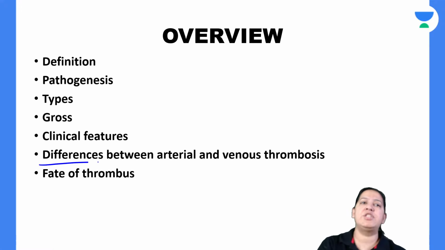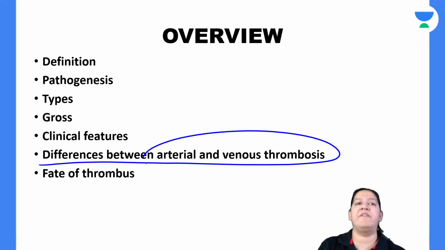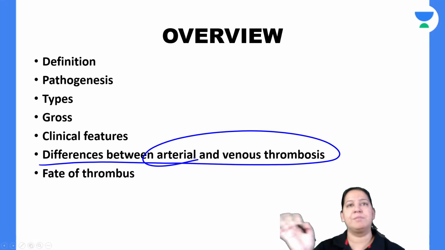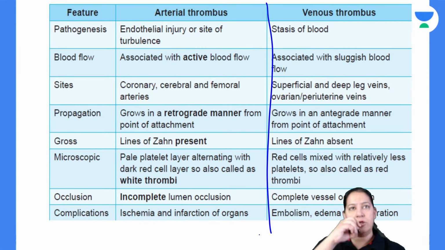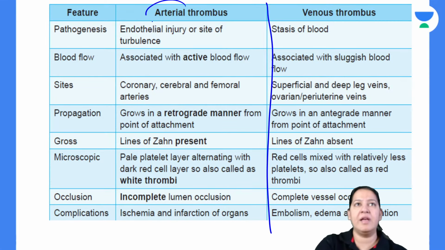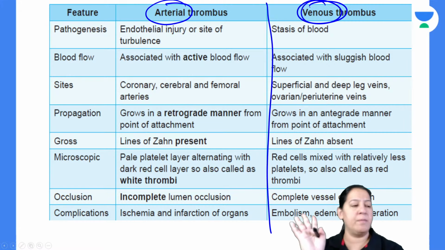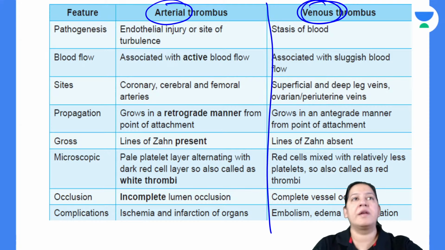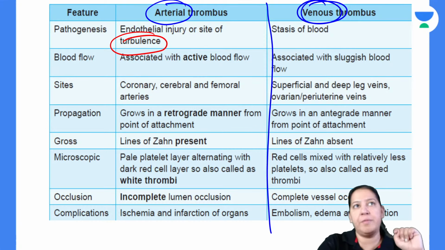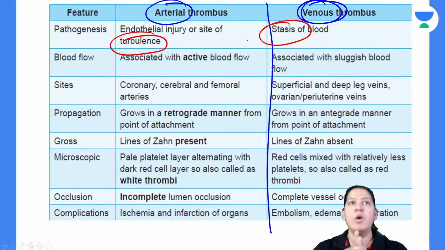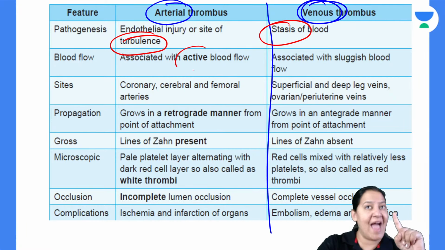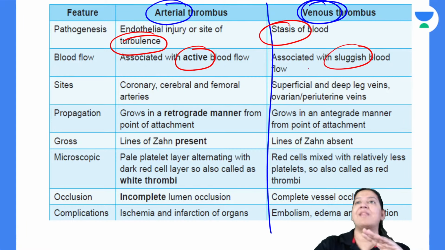Now let me teach you the various differences between the arterial and the venous thrombus. Can you see arterial and venous thrombus, the two types of thrombus? What are the differences? Arterial thrombus is basically formed due to turbulence, and venous thrombus is basically formed due to stasis of the blood, as I have already told you. In arterial thrombus the blood is actively flowing, and in venous thrombus the blood is sluggish.